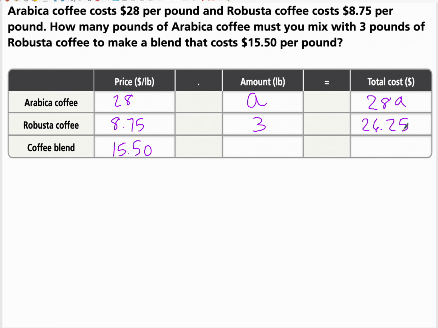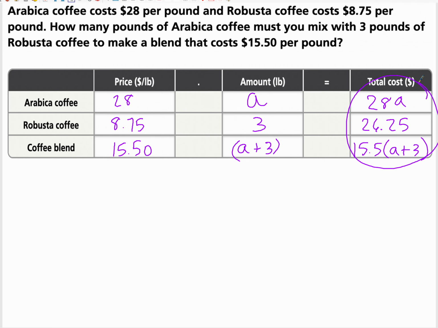And we need a combination of the two weights for our coffee blend. So we don't know what to multiply the 15.50 by to figure out our total cost. So we need to know the total pounds of Arabica coffee plus the 3 pounds of Robusta coffee. And that is going to give us what we want, 15.5 times (A plus 3), okay? All right, and we want total cost. So this is the column that matters to us.